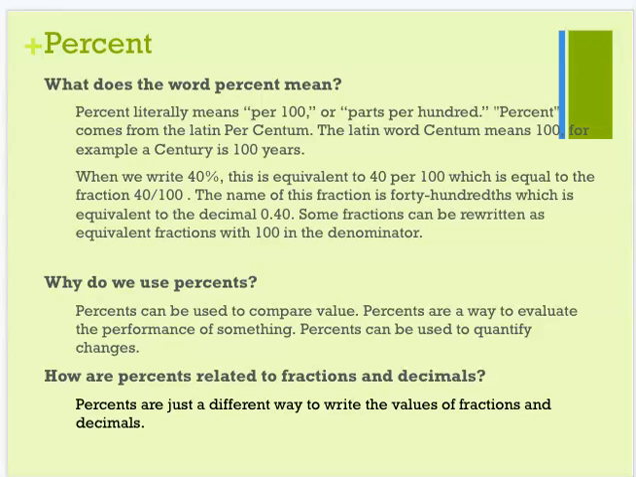So percent literally means per hundred, or parts per hundred. Percent comes from the Latin percentum. The Latin word centum means 100. For example, a century is 100 years.